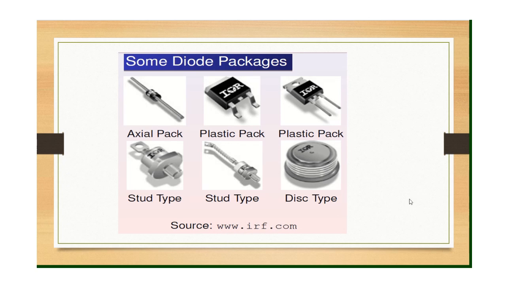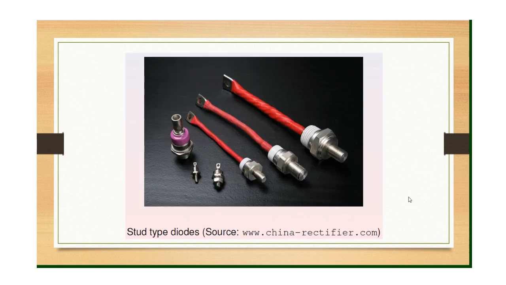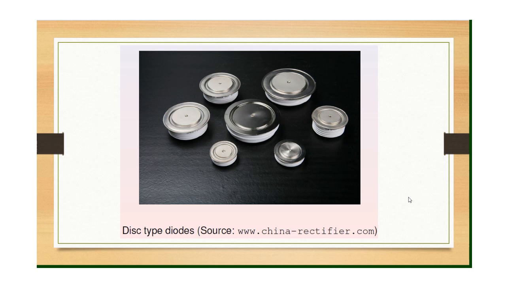So just to give you a glimpse of the diode packaging, you have different packages for diodes. They come in axial pack, plastic, disc type, stud type. Just to give you a view of the ways you can have diodes in an actual scenario. These are stud types. The studs can be the anode or the cathode terminals, either of them. Then you have disc type.